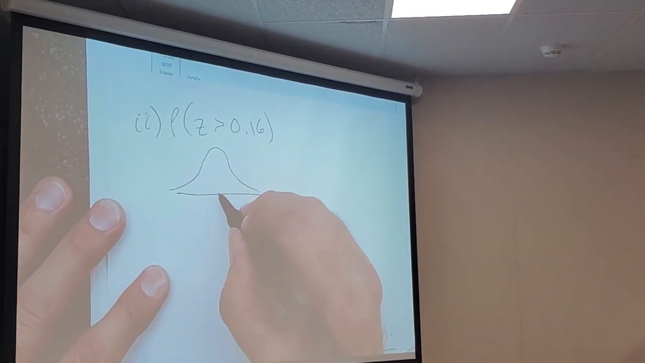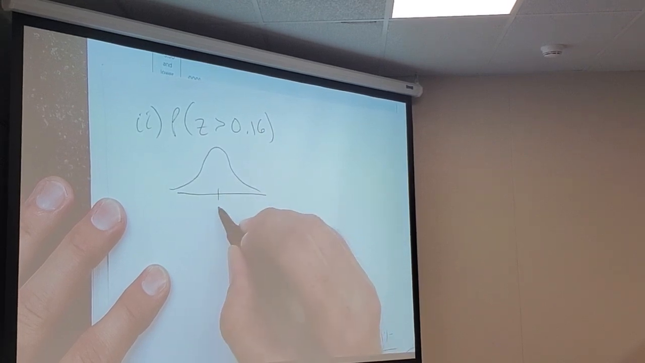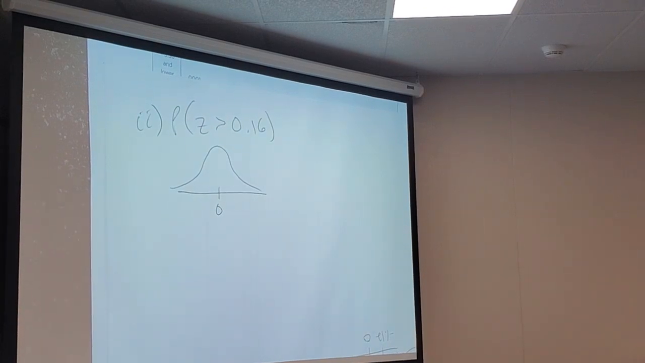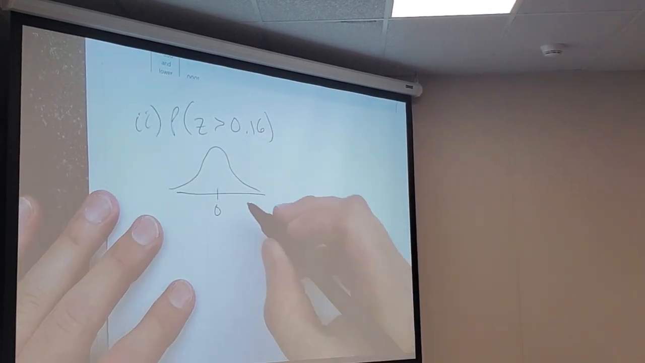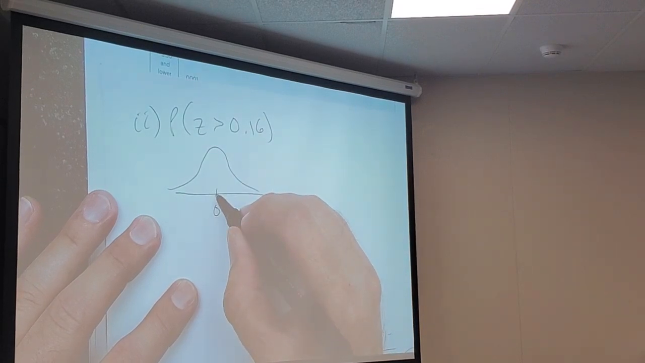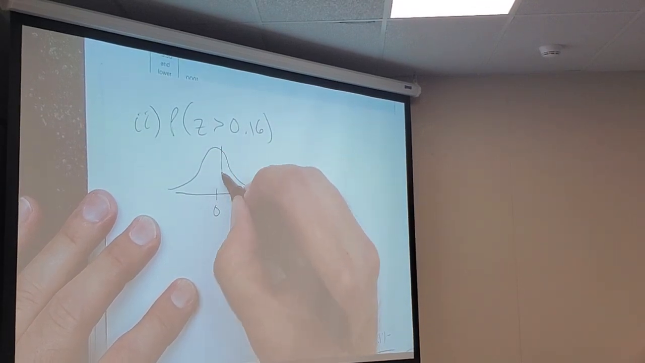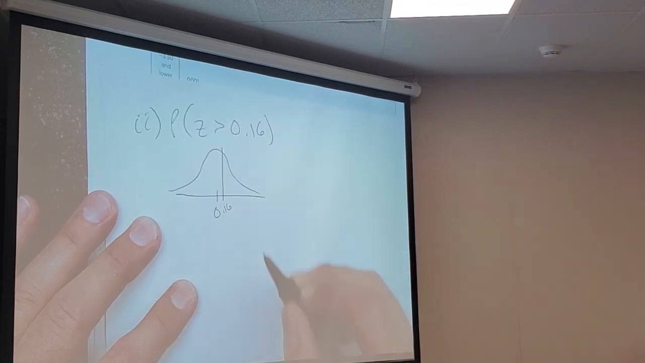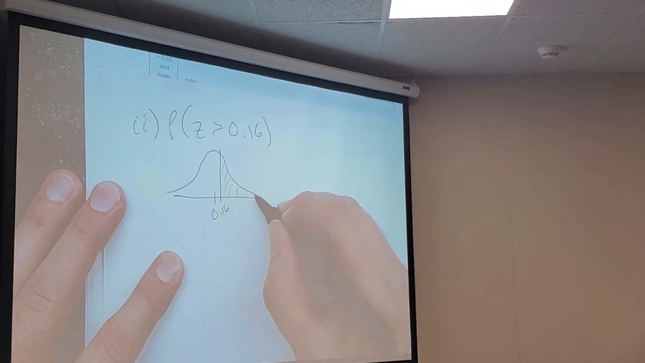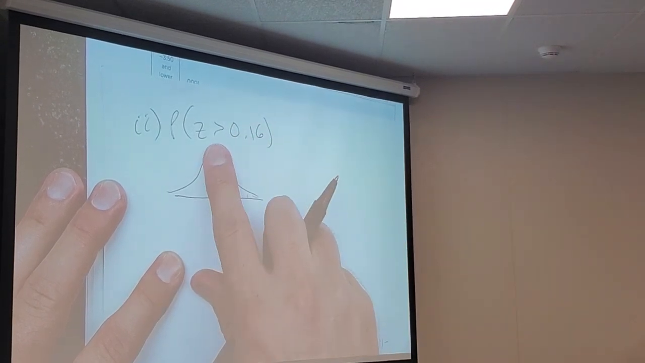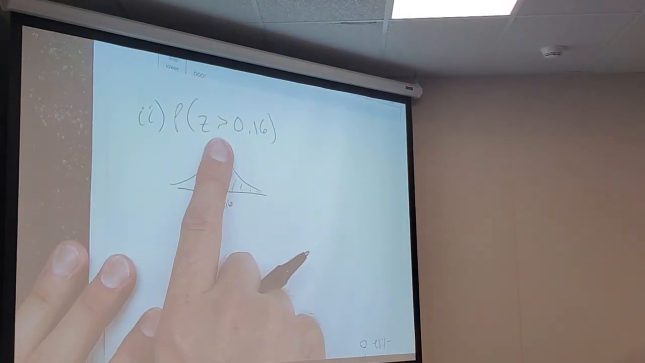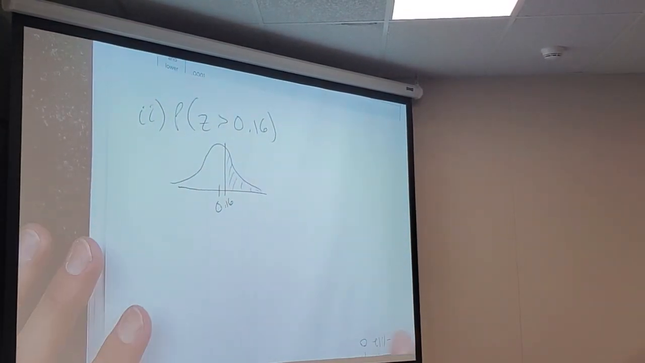So what goes in the middle? In this case, zero. In general, the mean goes in the middle. In this case, it's zero because we've already made everything z-scores. Where's 0.16 roughly? To the right a little bit, 0.16. And then what area do you shade in? This area, because I want to be above. And real quick, if you have any trouble with inequalities, that's an arrow pointing that way, so that's the way you shade.